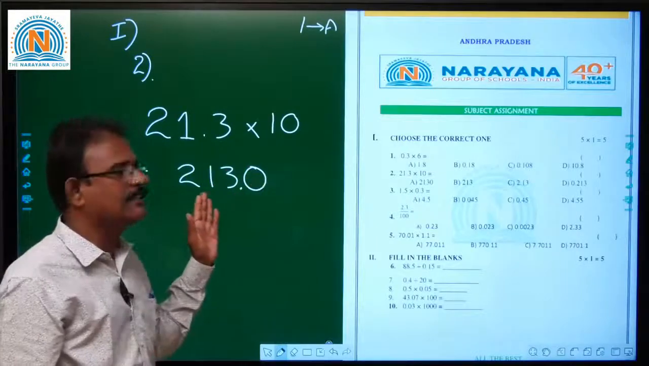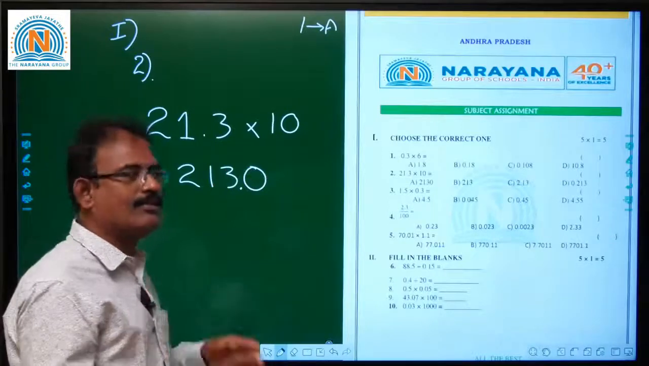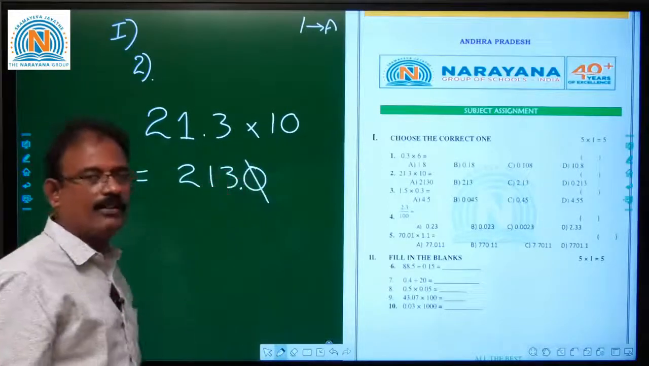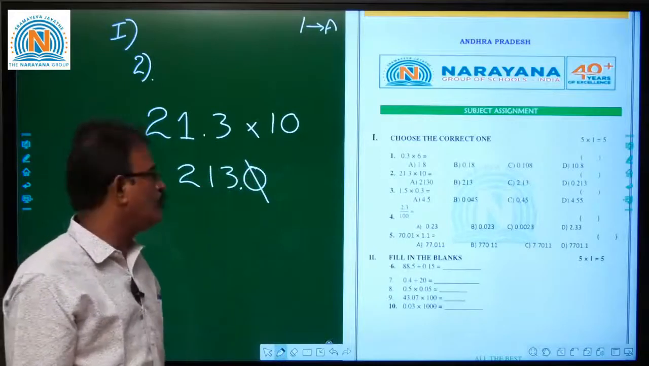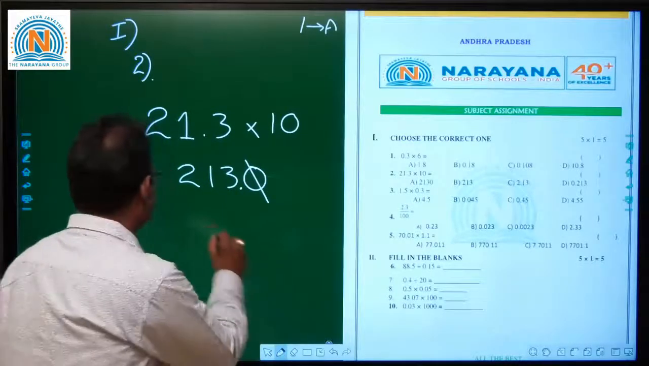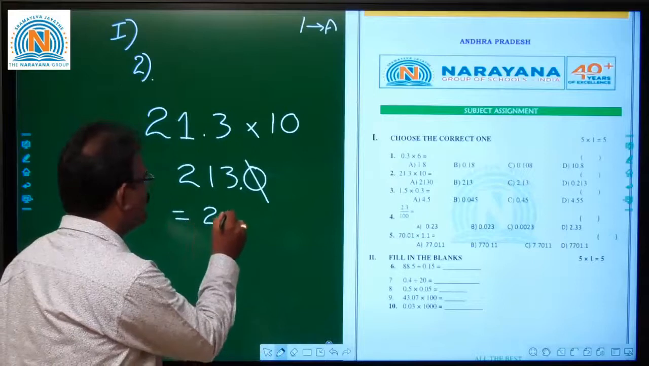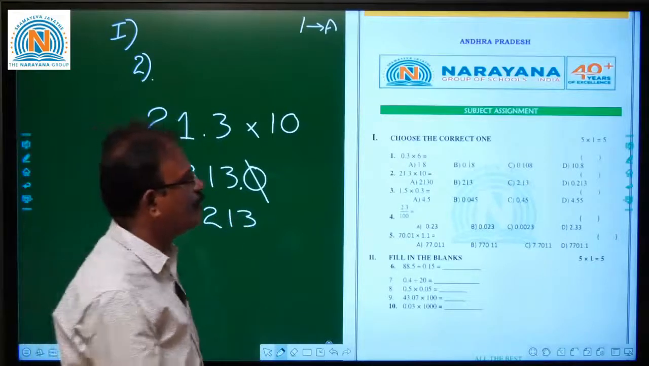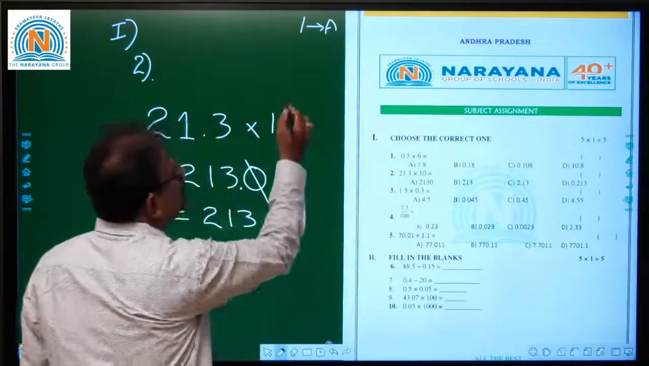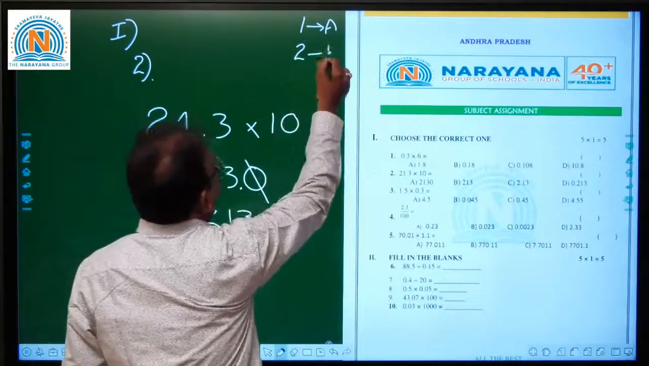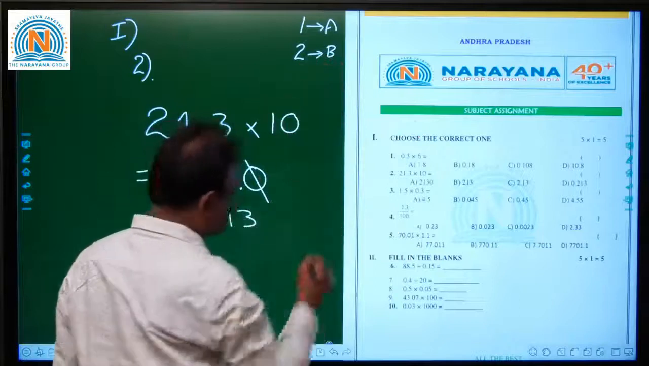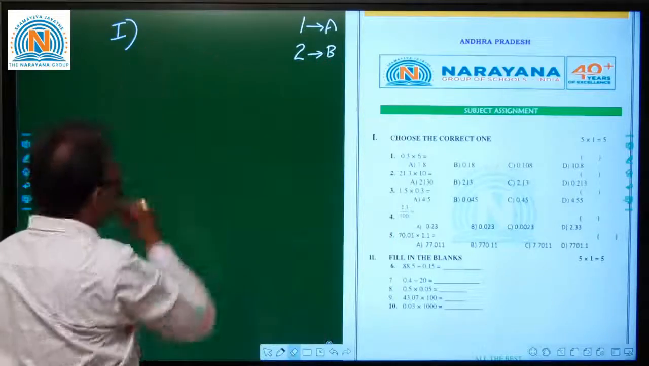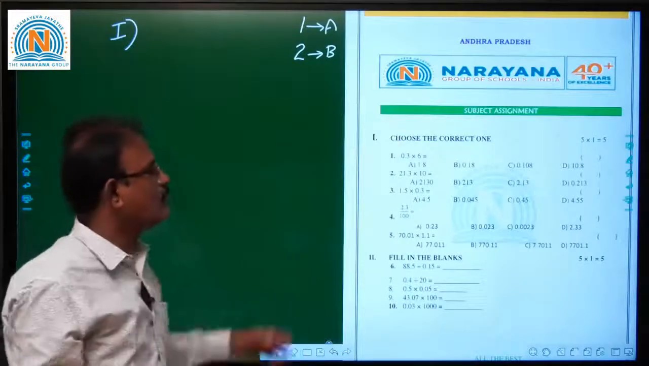This is 213.0. You are very well aware that there is no value of 0 after the decimal point. Therefore we can write this product as 213. So it is available at B, the second option. Now coming back to the third one of the first Roman, children.